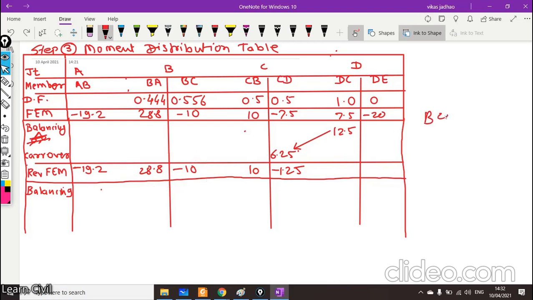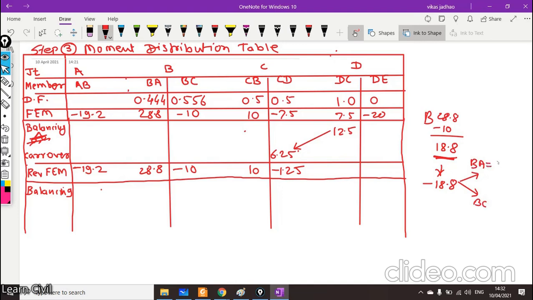plus 28.8 minus 10. So we have total unbalanced moment of 18.8 kilonewton meter. This is plus 18.8 kilonewton meter. So we'll be applying a balancing moment of minus 18.8 kilonewton meter at this joint B, and this 18.8 kilonewton meter moment at joint B will be jointly shared by BA and BC.